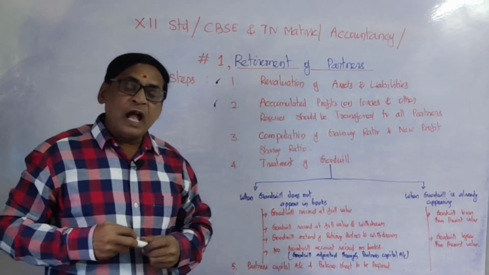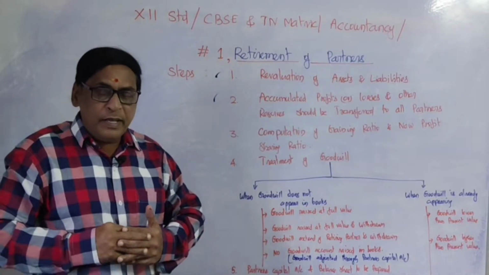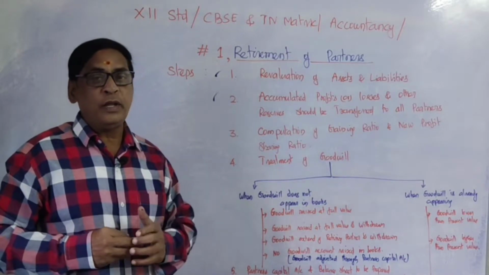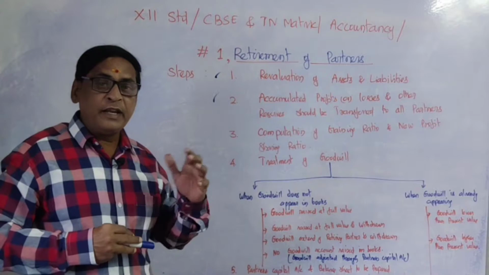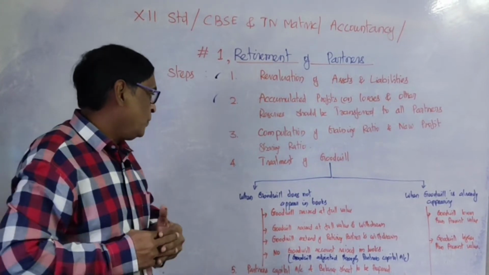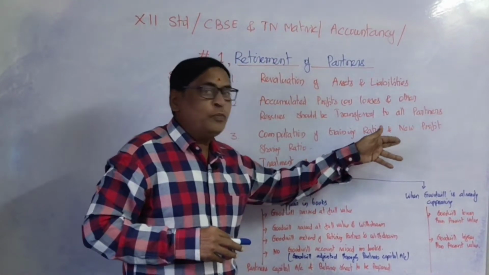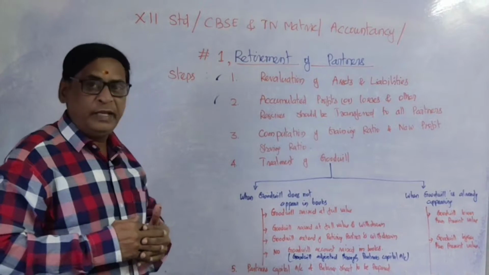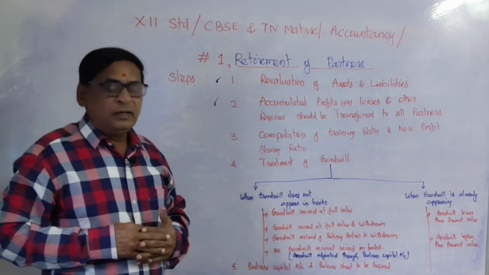Third one is we have to find out the gaining ratio. Gaining ratio means if anybody retires, his share will be acquired by the remaining partners in some ratio. So whether they are gaining, that is the gaining ratio. We have to find out the gaining ratio. And then the remaining partners, I mean the existing partners, new profit sharing ratio also we have to find out. And then treatment of goodwill.